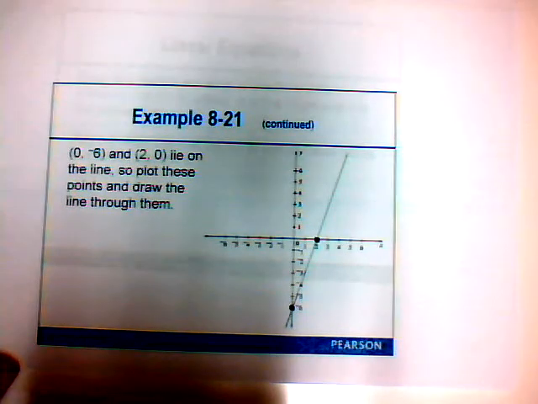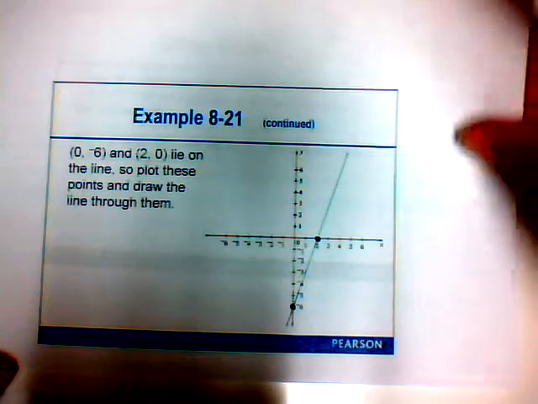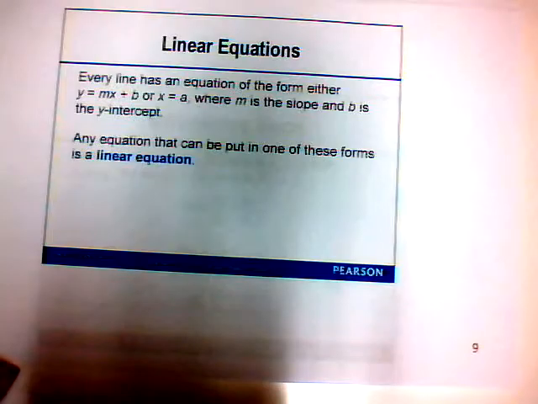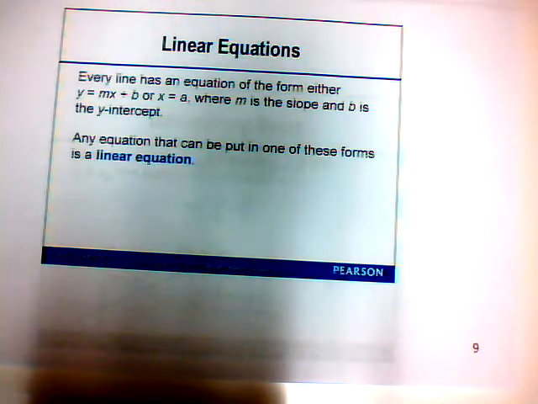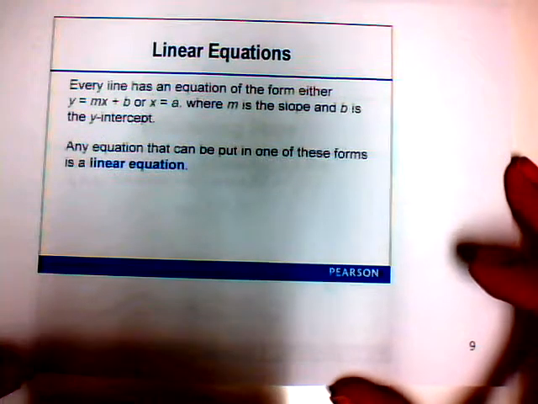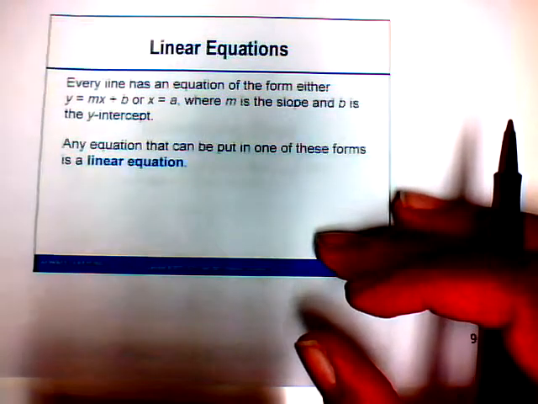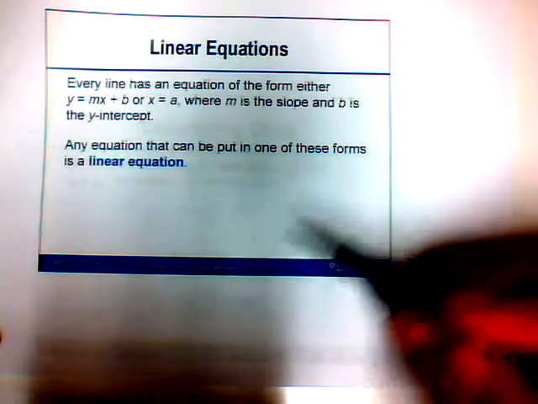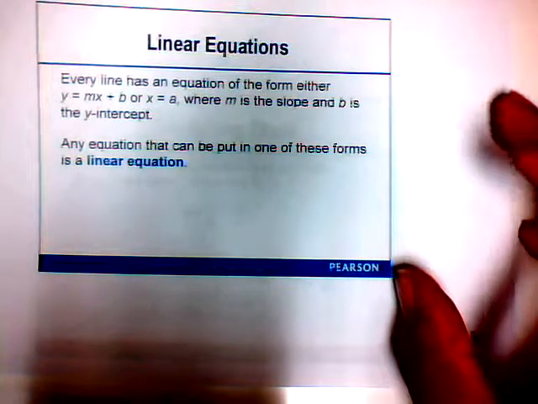Y minus 3x is equal to 6, negative 6. Okay, every line has an equation of the form of either y is equal to mx plus b or x is equal to a, where m is the slope and b is the y-intercept. And any equation that can be put in one of those forms is called a linear equation. Okay, because a linear equation is nothing but an equation where the graph will be nothing but a straight line.